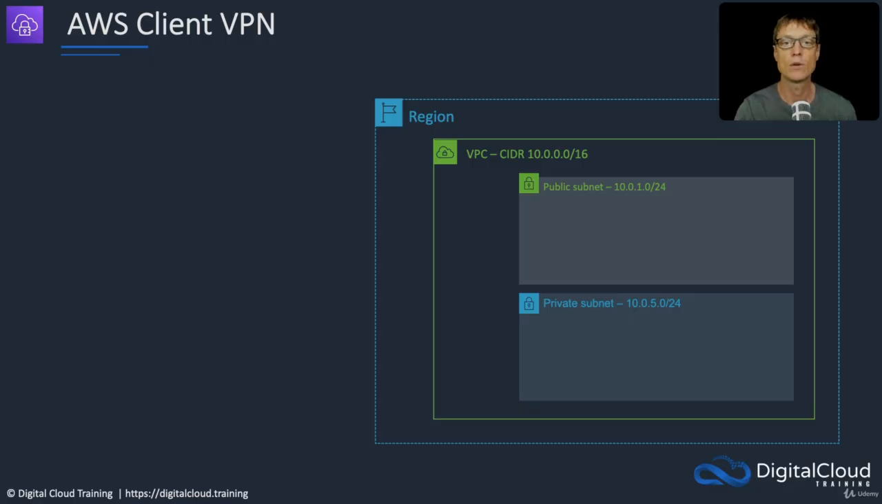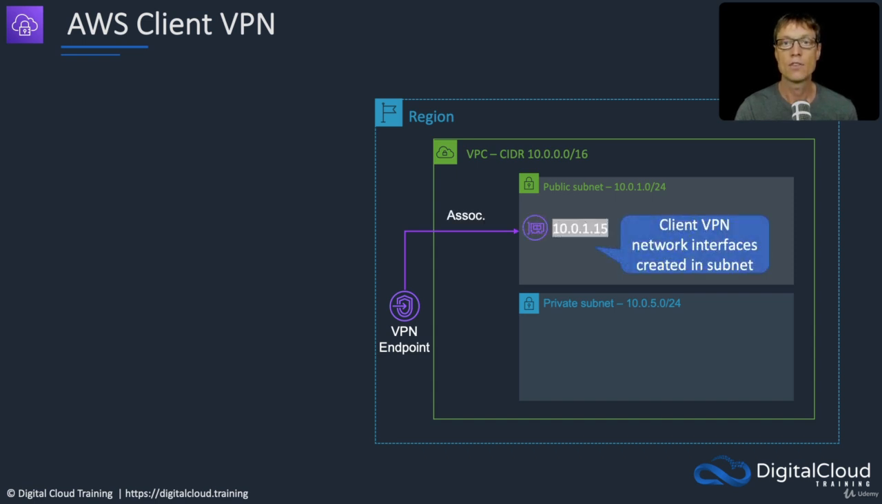So let's look at how you set them up. Here we have a region. In that region, we have a VPC with a couple of subnets. Now, we create a VPN endpoint, and the VPN endpoint is associated with subnets. So the client VPN network interfaces are created in the subnet. And that is the method by which the VPN connection is then able to communicate with resources in the subnets, because there is an association between this network adapter that's provisioned into the subnet and the VPN endpoint.